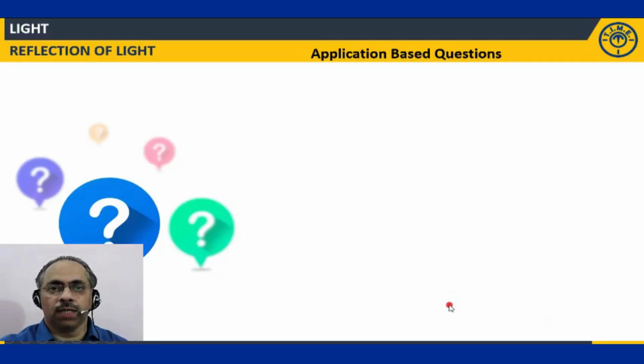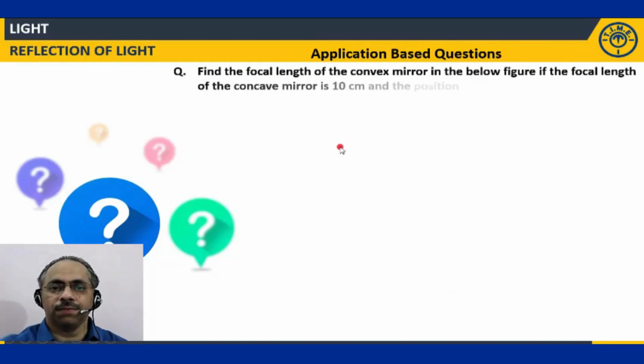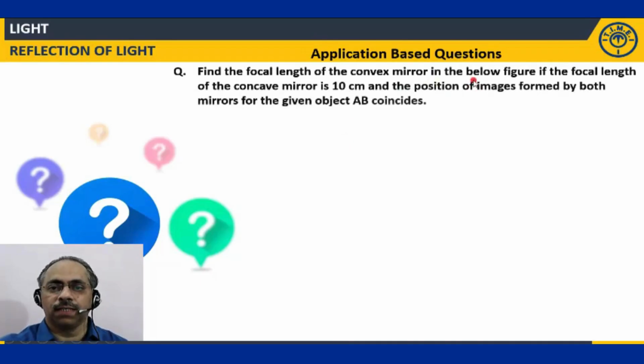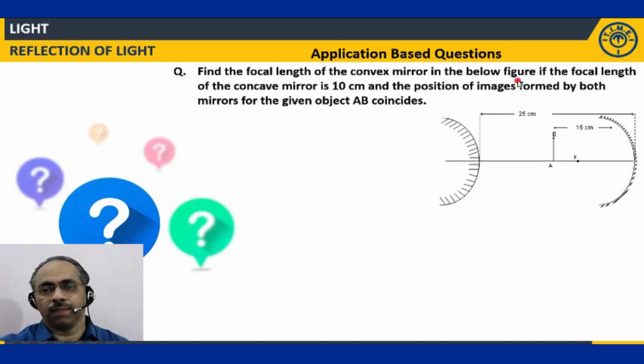Let us now move on to the next question. Find the focal length of the convex mirror in the figure given below, if the focal length of the concave mirror is 10 cm and the positions of the images formed by both mirrors for a given object AB coincide.